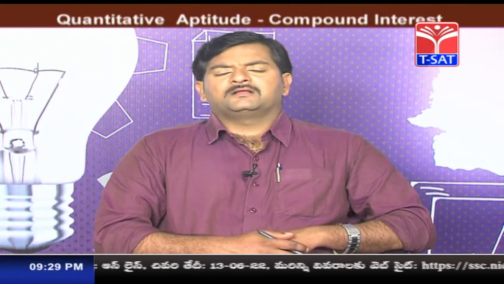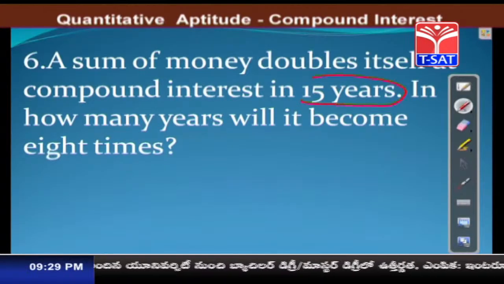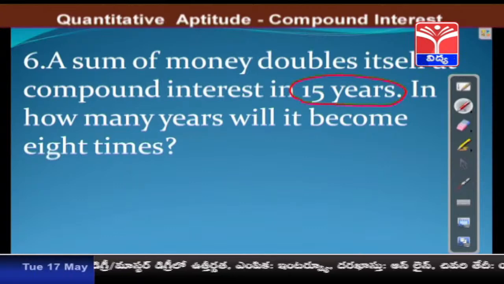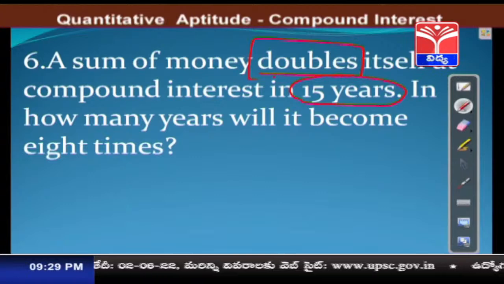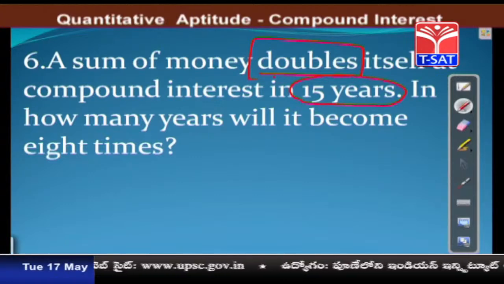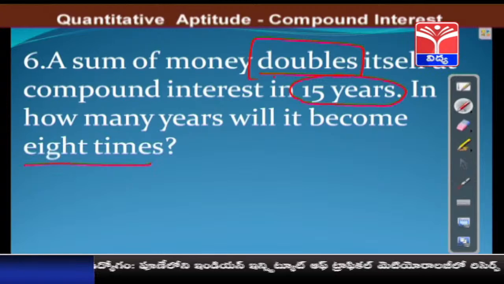Either you can simply use the formula A equals P into (1 plus R by 100) whole power n, or you can think logically. A certain sum of money doubles itself at compound interest in 15 years. Time given is 15 years, and the borrowed amount doubles itself. We require 8 times. From this we can solve the question very easily.